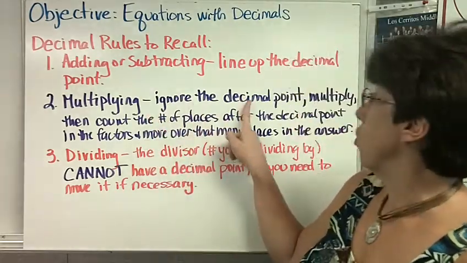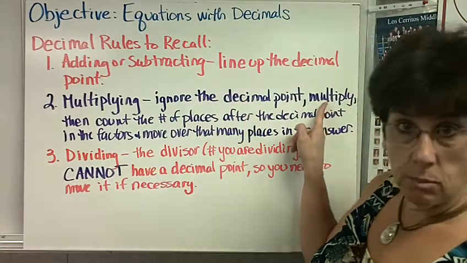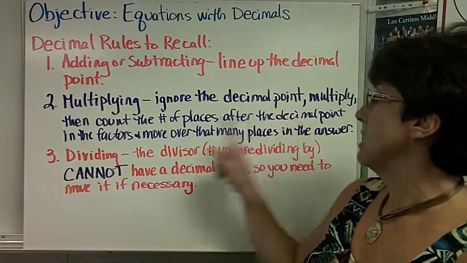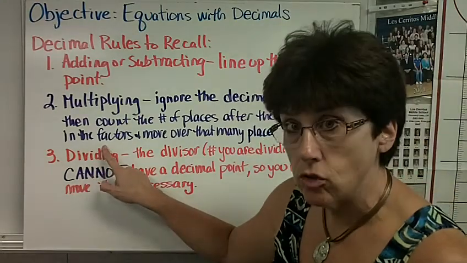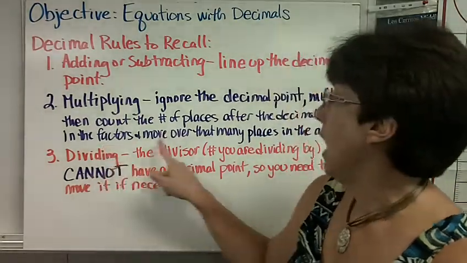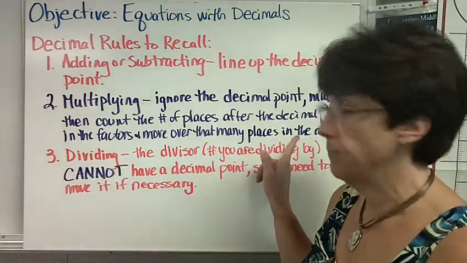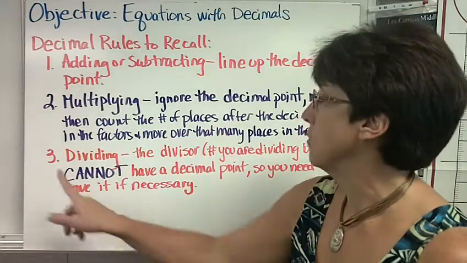When you're multiplying, you do not line up the decimal points. You basically ignore the decimal point, multiply, then count the number of places after the decimal point in the factors, which are the pieces you multiplied, and move over that many places in your answer, the product. I'm going to do an example on the next page.